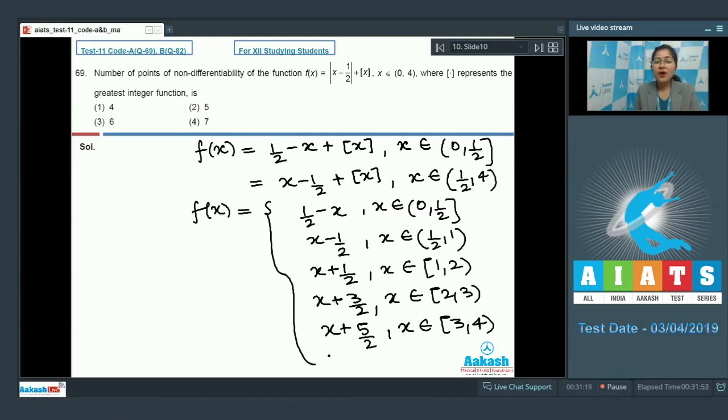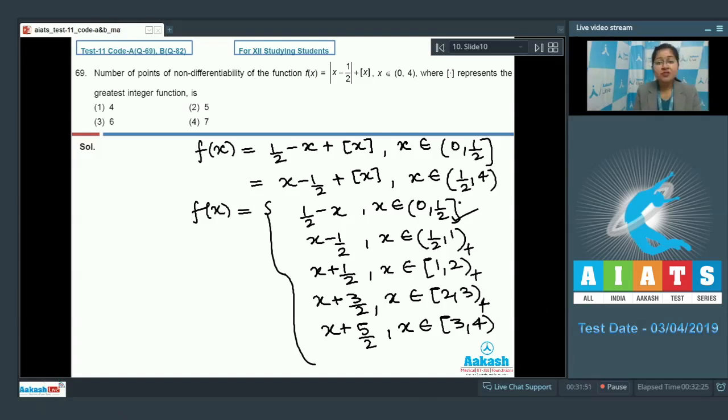Now to find the points of non-differentiability, the continuity of the function should also be checked. Let us find at x equal to half. We can see that the function is continuous here, and at x equal to 1 it is not continuous. At x equal to 2 it is also not continuous, and similarly at x equal to 3 also the function is not continuous. Hence we can say that at x equal to 1, 2 and 3 the function will be non-differentiable.